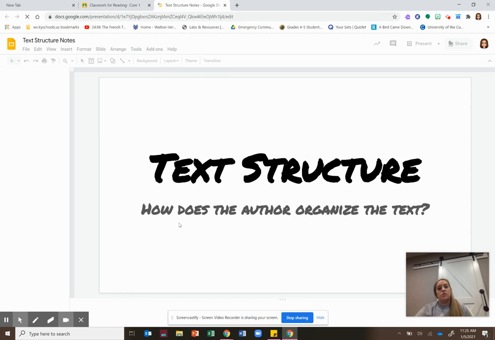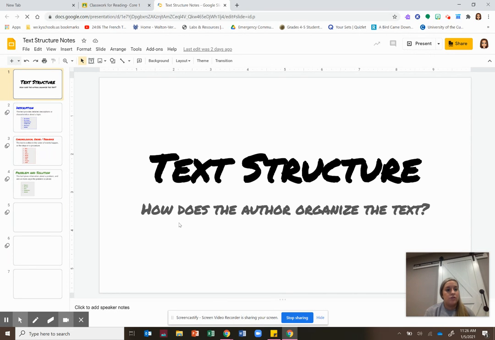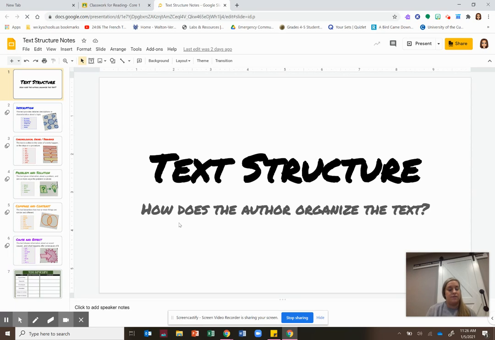So text structure, how does the author organize the text? Text structure is just how the author organizes everything that they are wanting us to read. There are 5 main text structures. They are description, and that's going to be the first one we talk about. That's usually the easiest one. Chronological order or sequence. You may hear different names, but they are very similar. Problem and solution, compare and contrast, and cause and effect.